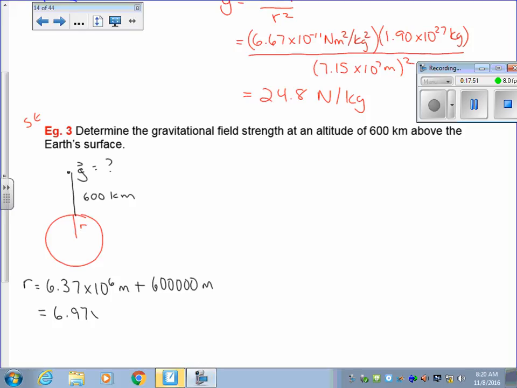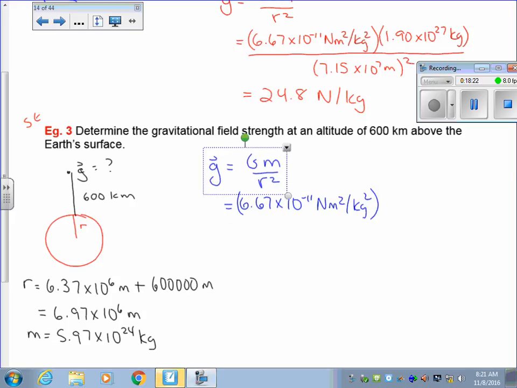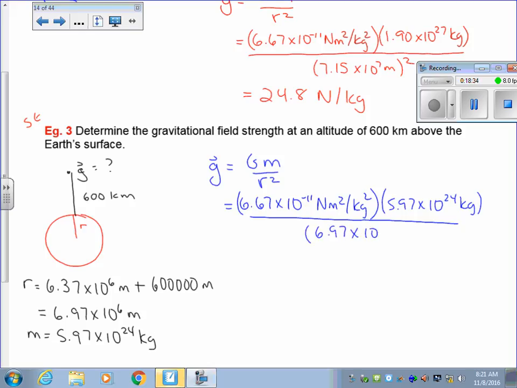So we get 6.97 times 10 to the 6 meters. And again, our mass is the mass of the Earth, 5.97 times 10 to the 24 kilograms. So g equals big G times M over R squared: 6.67 times 10 to the negative 11 Newton meters squared per kilogram squared, times 5.97 times 10 to the 24 kilograms, divided by 6.97 times 10 to the 6 meters squared.